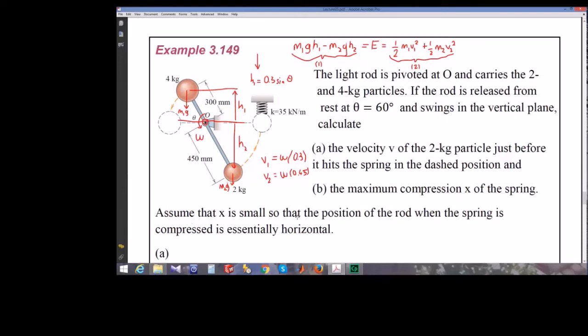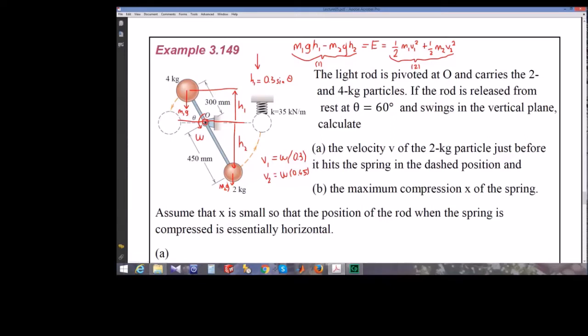And this is the first part of the question. So this is how you can calculate the velocity of any particle at that instant. Now the second part of the question asks us about the maximum compression x of the spring. And there's an assumption here.